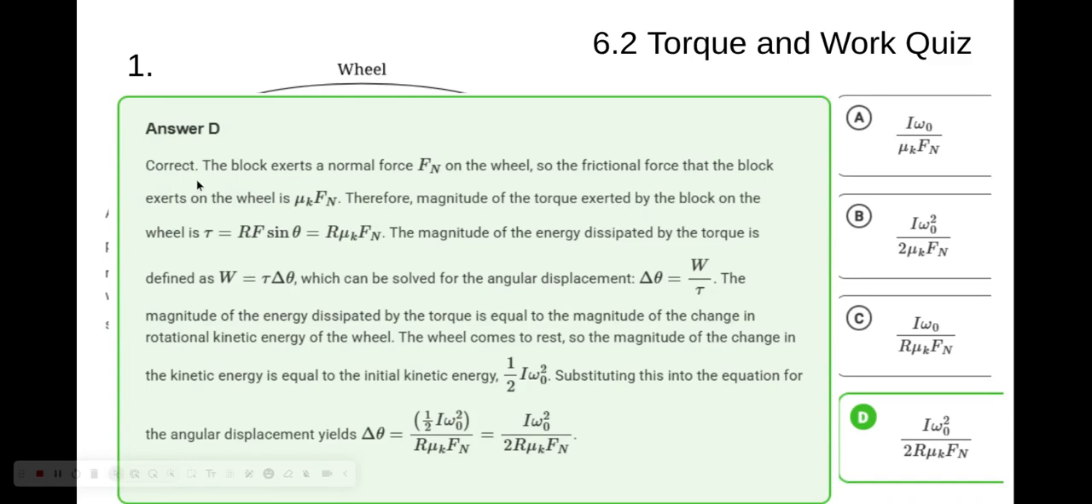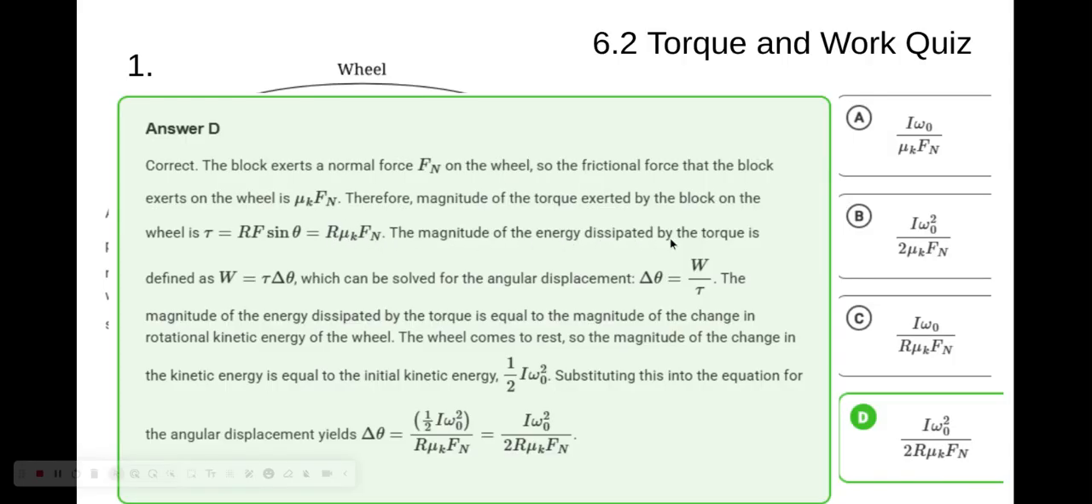So here we go. The block exerts a normal force on the wheel. That means it's being applied perpendicularly outside. The frictional force is the coefficient of friction times the normal force. So the magnitude of the torque, which is normally radius times the force times the sine of the angle at which it's being applied, equals this force times the radius times the sine of 90, since it's perpendicular, and sine of 90 is 1. So here's your torque formula.